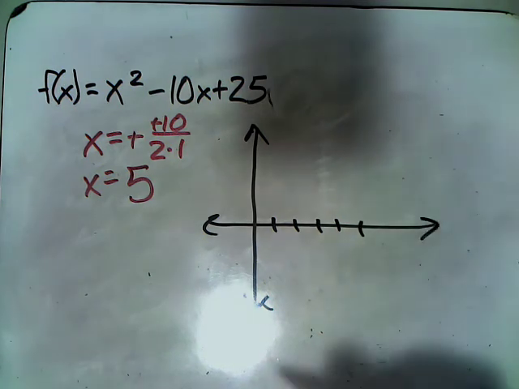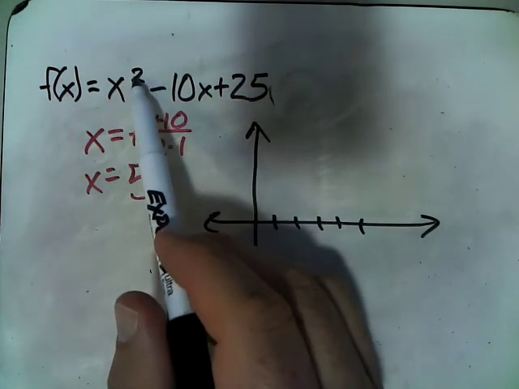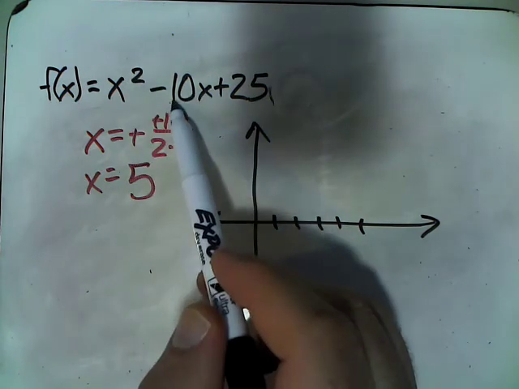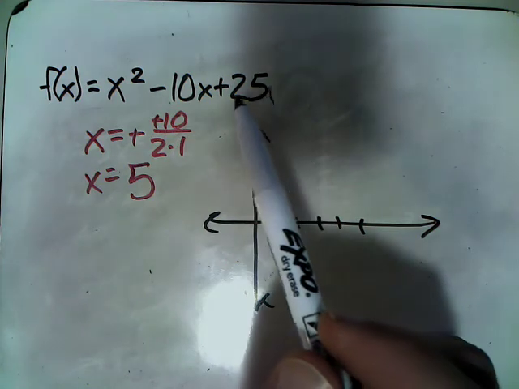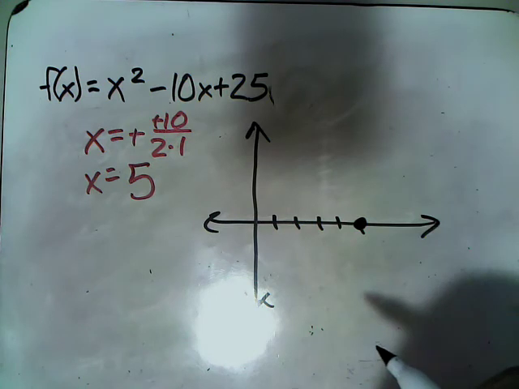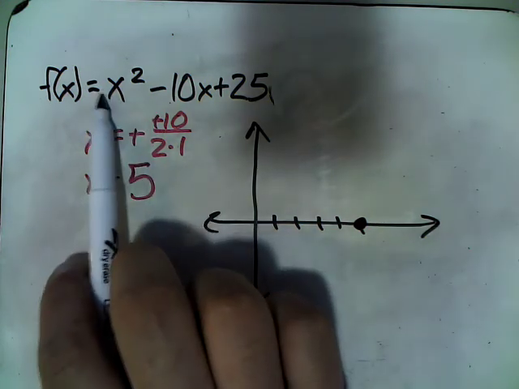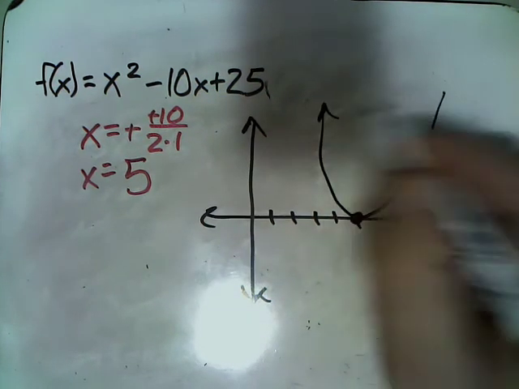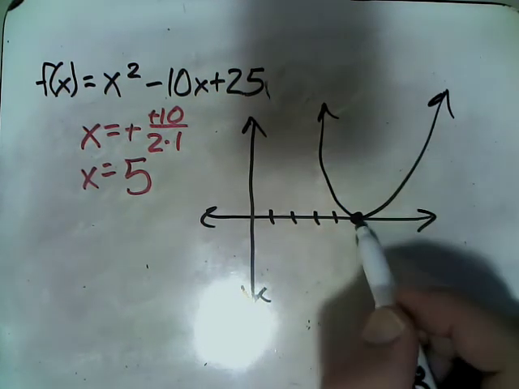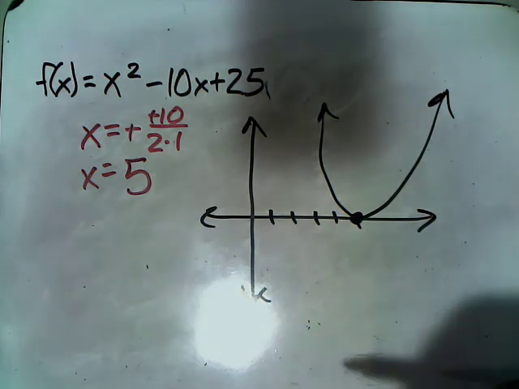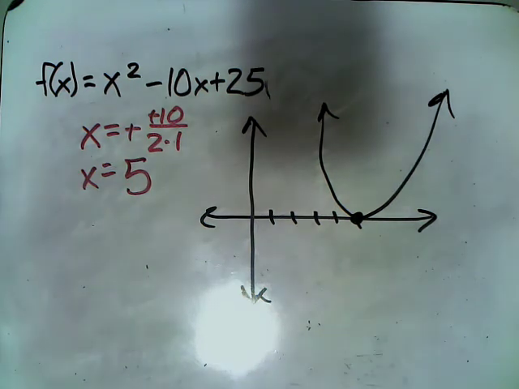So if we plug in, 5 squared is 25. 10 times 5 is 50. 25 minus 50 would be a negative 25. Plus 25 would be 0. So actually, my vertex is going to be on the x-axis. Now, because my leading coefficient is a positive 1, that means from here, it's going to open upward. So therefore, there's only one solution here, and it's 5. So if the vertex is on the x-axis, we have just a single solution.